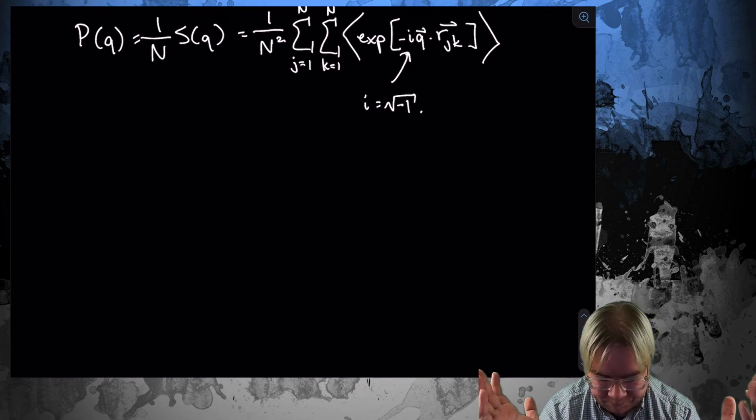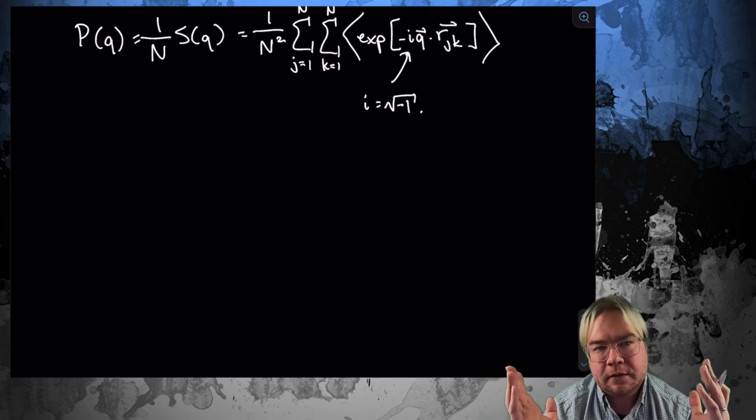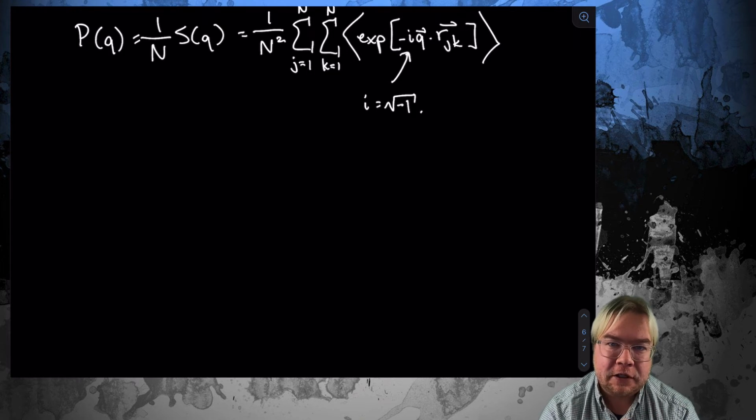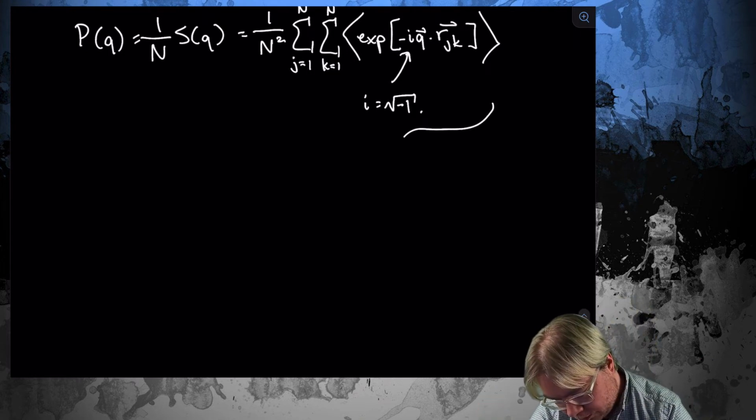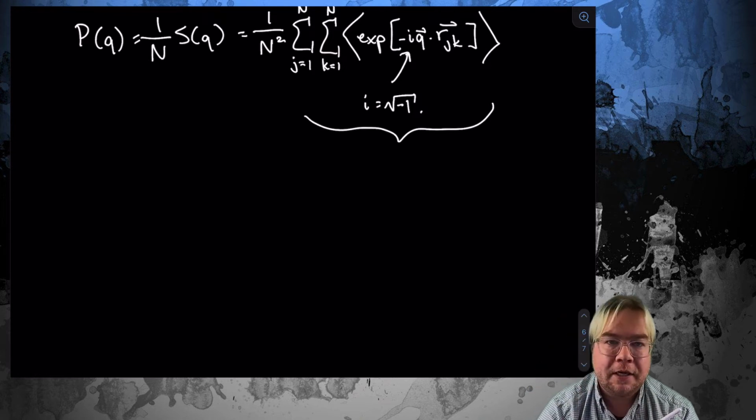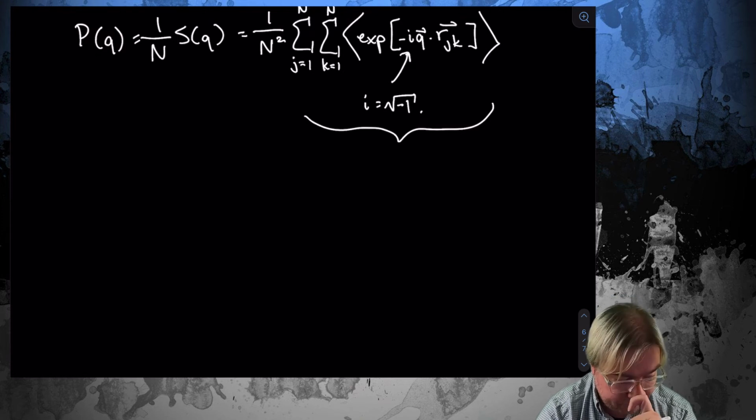So if you look at this, P of Q is going to tell us how our scattering decays as a function of Q. And it just depends on this function. So our goal is really to figure out what that function is. And if we can do that, then that's that. We've solved the problem. So how are we going to get it?